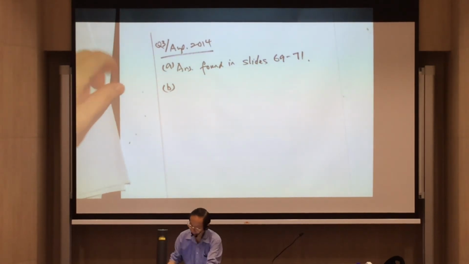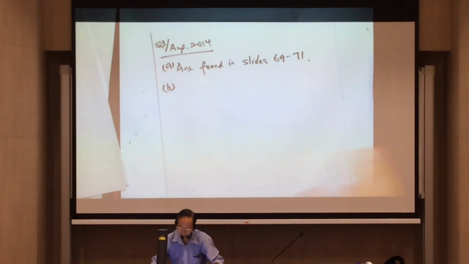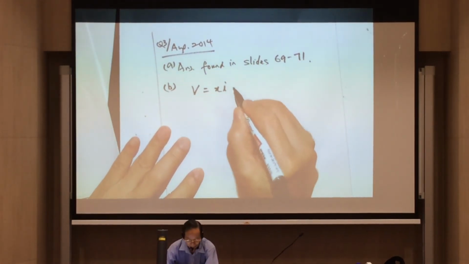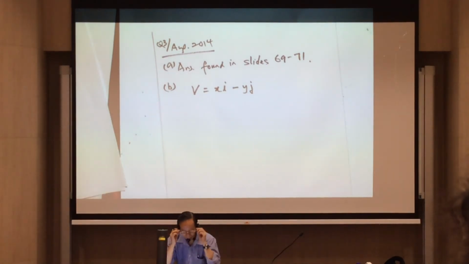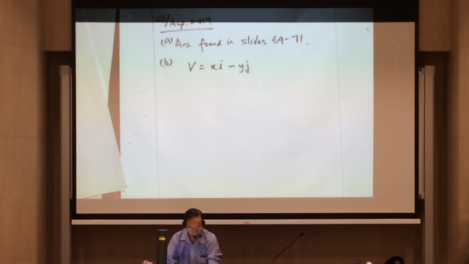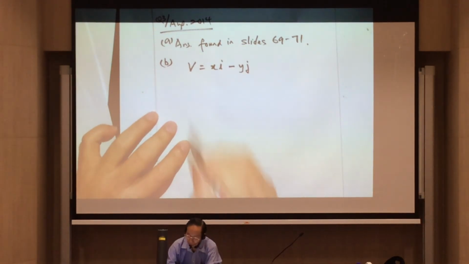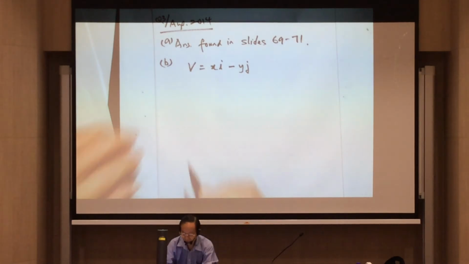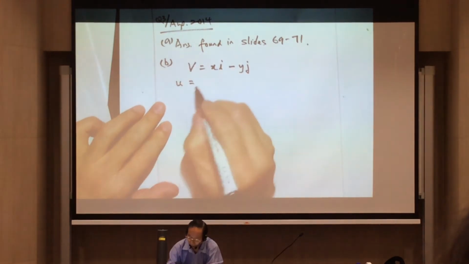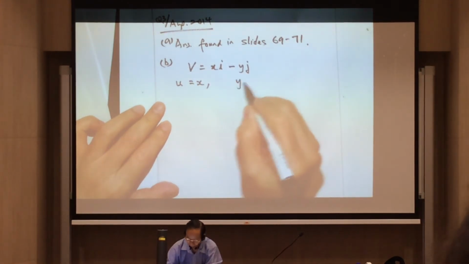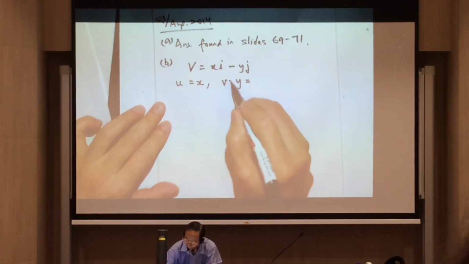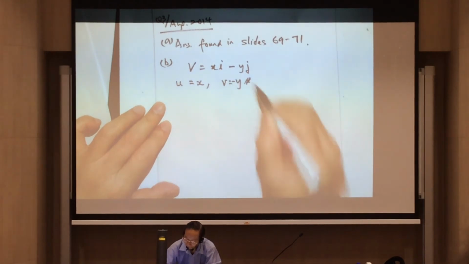Alright, so let's start. We are given this vector equation: V equals x i minus y j. You know i and j are unit vectors in the x and y direction. So what is the velocity? In this case, what's the value of u? u is equal to x, and therefore v is equal to minus y.